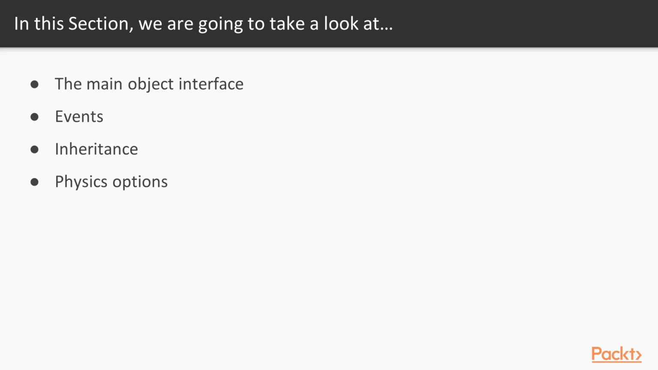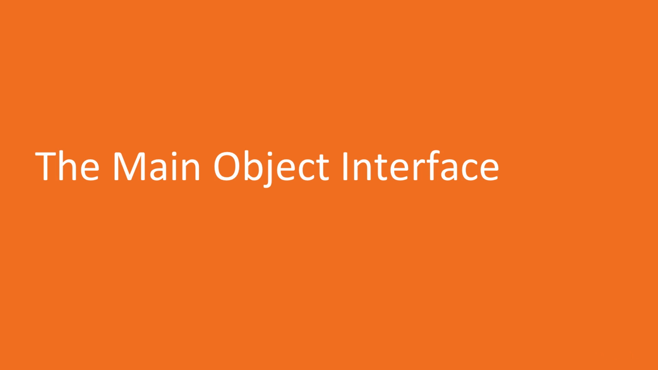And finally, in video 4, we'll take a brief look at the physics options available. After this, we'll know our way around the object interface and be ready to use them when making our own games. So let's get started.